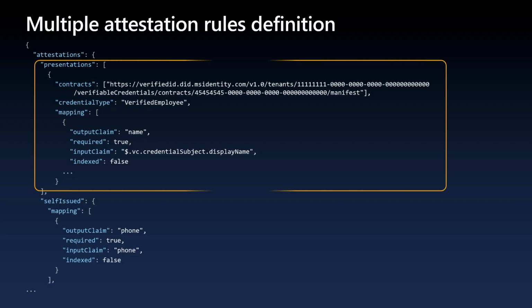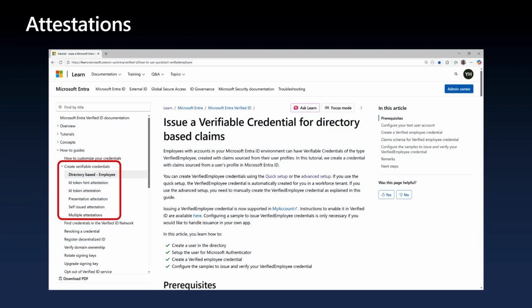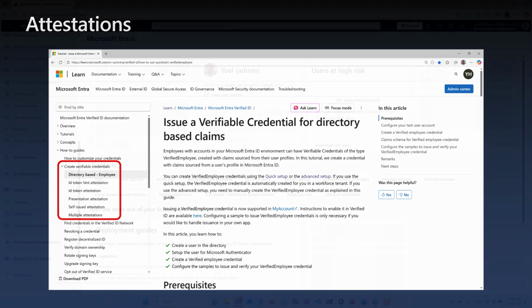The first attestation is a presentation type, which requires a user to present a Verified ID first. Then the second attestation type is self-issued, where the user will have to provide additional information in the Authenticator app. The types of attestation are well documented. For more information, please refer to our documentation.